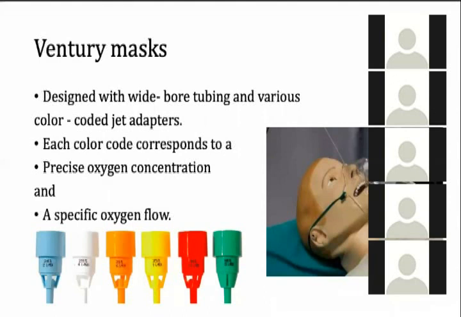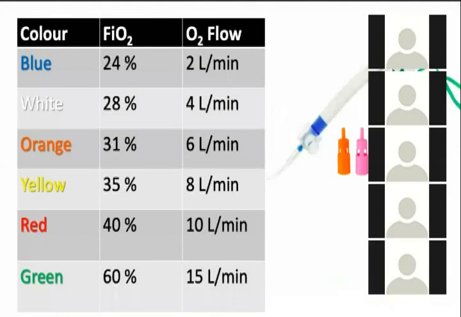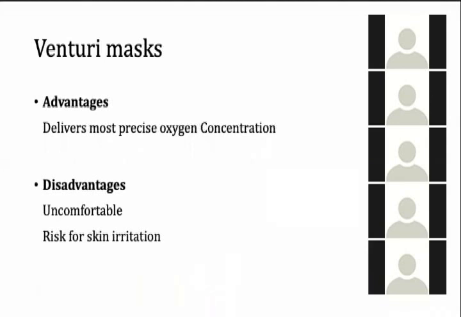But here, when it is a Venturi device, if you want to give only a little bit of oxygen, you can use this 24% or 28%, depending on the patient's condition. You can decide what to use. Okay. And the advantages are, you know the fraction of oxygen that is delivered to the patient. But the problem is, it can result in some skin irritation because of the mask, and may be a bit uncomfortable for the patient because it uses a bit of a higher flow.